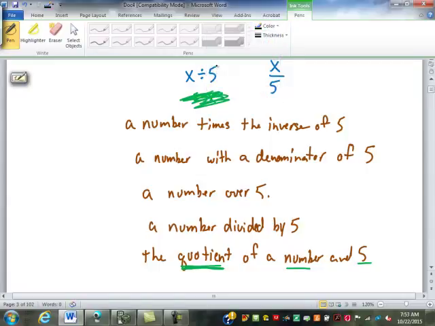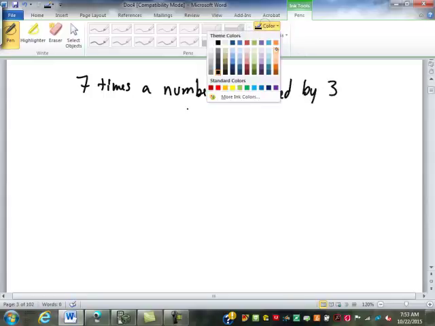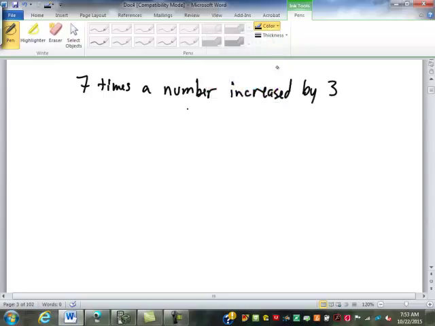So those are just single operations. And those are tough enough, but not terrible. But the trick really comes when we start combining things, like, oh, 7 times a number increased by 3. How would I write that? 7x plus 3. Good. Of course, order of operations is telling us you multiply before you add. So that is saying you're multiplying the number, which is x, by 7 first, then adding the 3.